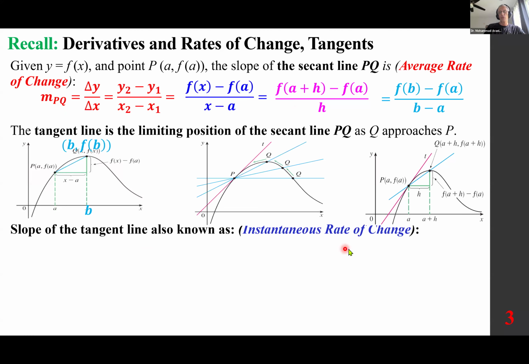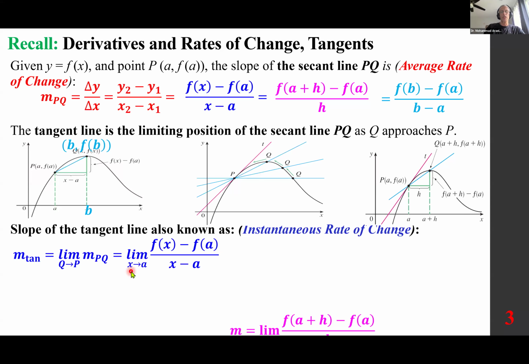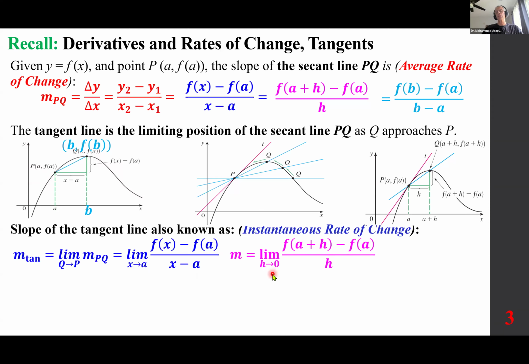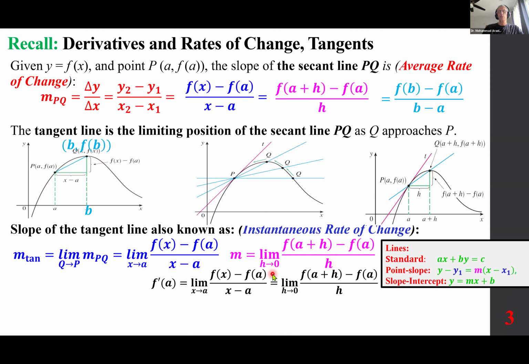The slope of a tangent line, or the instantaneous rate of change at a specific point, is the limit of (f of x minus f of a) over (x minus a) as x approaches a, or the limit of (f of a plus h minus f of a) over h as h approaches 0. And using point-slope form on the pair a comma f of a, you come up with the equation of a tangent line: y minus f of a equals f prime of a times (x minus a). However, you don't have to memorize that.